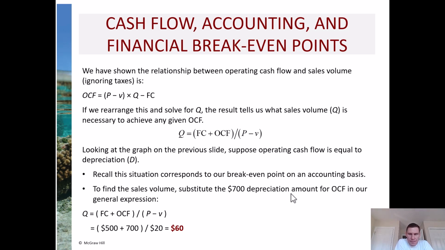To find the sales volume, substitute the 700 depreciation amount for OCF in our general expression. So as you can see, I plugged in down here. So Q equals FC, fixed cost, there's your 500, plus the OCF of 700, and then over P minus V, which of course was 20. Think about the 40,000 minus 20,000, the price and variable cost, and we get 60.